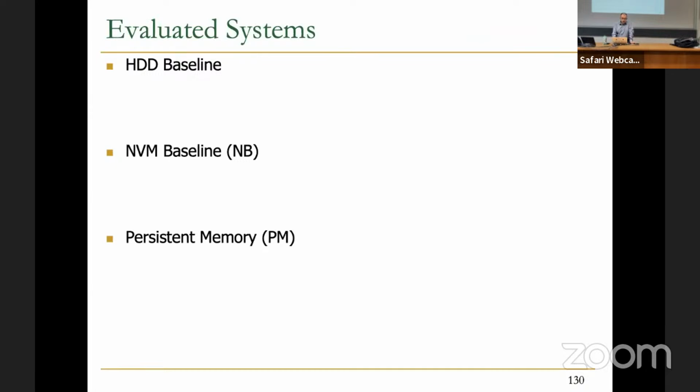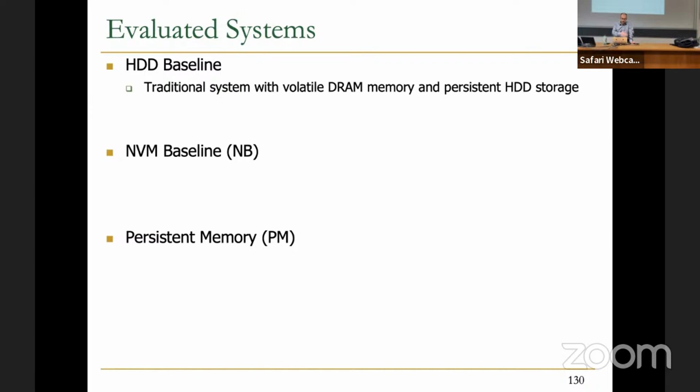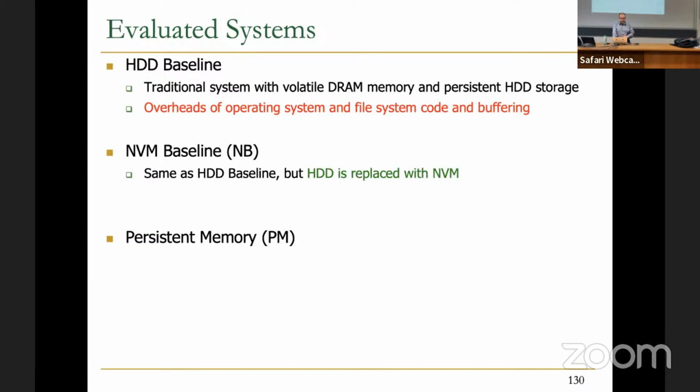So we evaluated this idea using these systems. We consider that we have an HDD baseline, like the traditional system with volatile DRAM memory and persistent HDD storage. Of course, this has the overhead of operating system and file system code and buffering, as well as HDD access latency. We also consider an NVM baseline, which is exactly the same as the HDD baseline, but HDD is replaced with NVM.